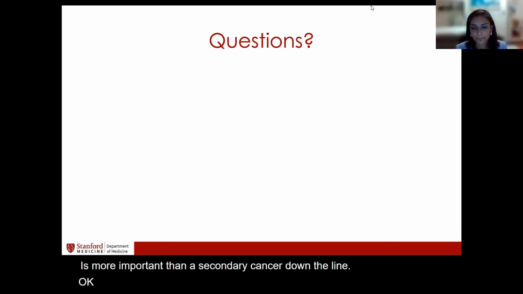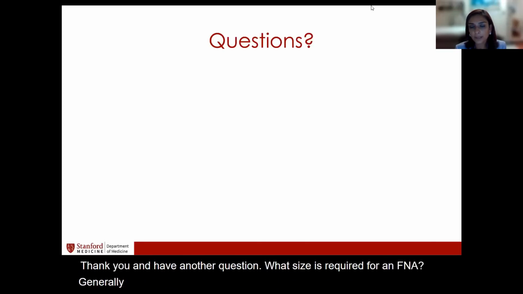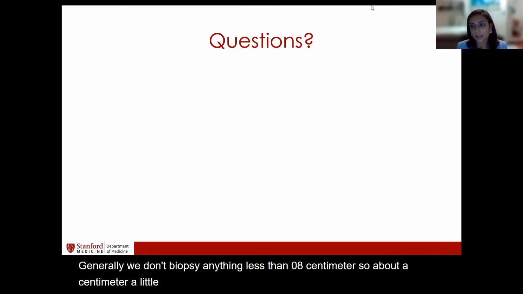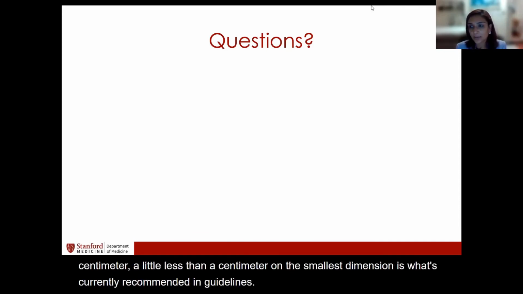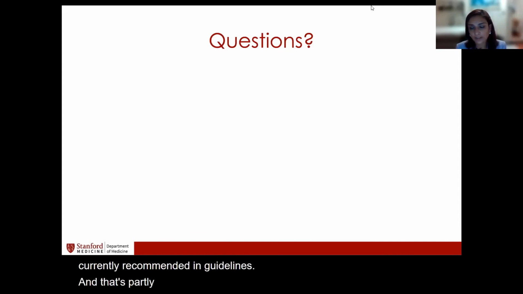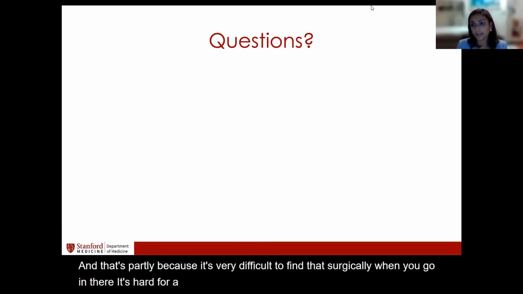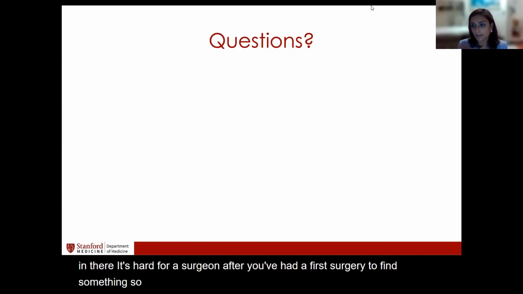And we have another question. What size is required for an FNA on a lymph node? Generally, we don't biopsy anything less than 0.8 centimeter. So about a centimeter, a little less than a centimeter on the smallest dimension, is what's currently recommended in guidelines. That's partly because it's very difficult to find surgically. When you go in there, it's hard for a surgeon after you've had a first surgery to find something so small on a second surgery when everything is a little bit different.